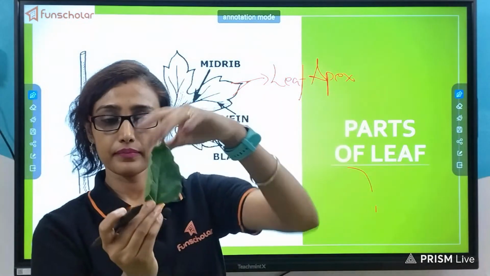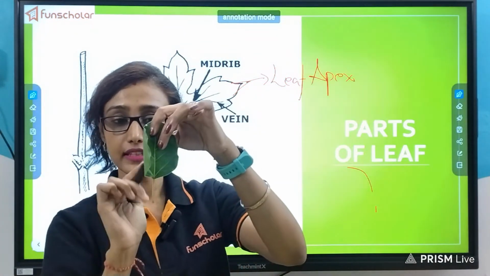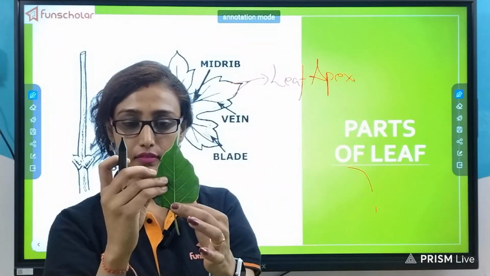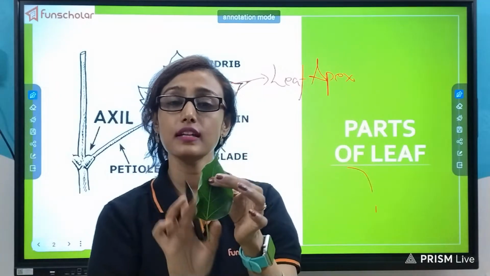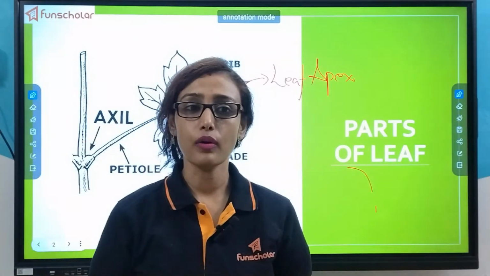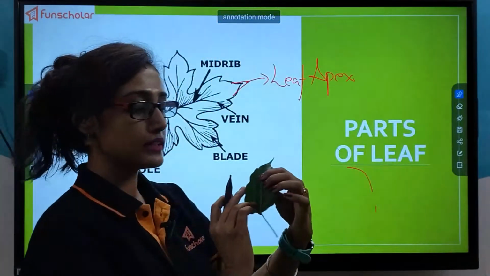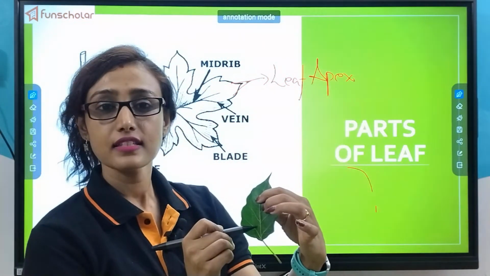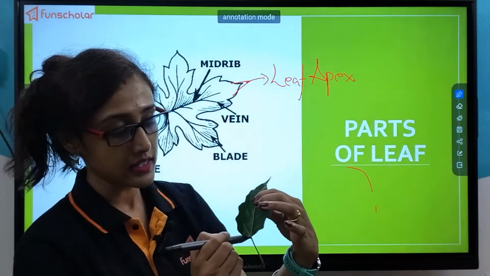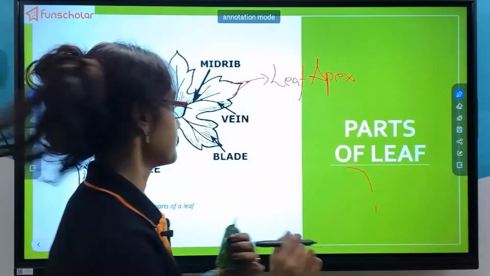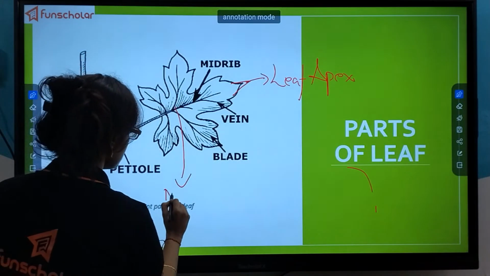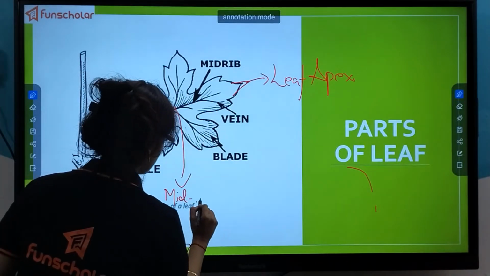Now you see a thick vein is running in the middle of the leaf. Okay? It supports the leaf just like our spinal cord supports our body. So this will be called as midrib. Why mid? Because it is present in the middle of the leaf. See, this part is known as midrib.